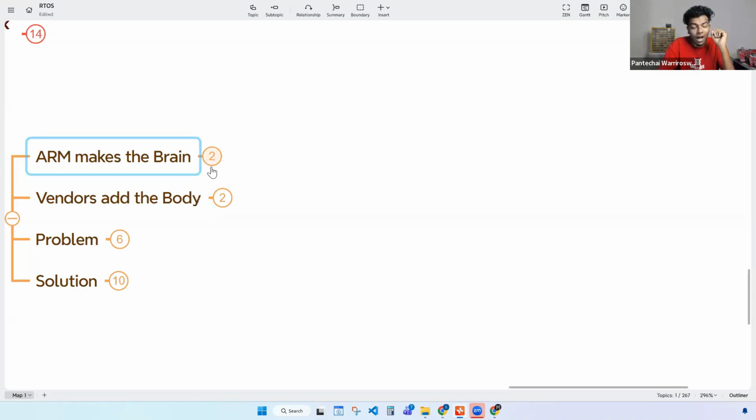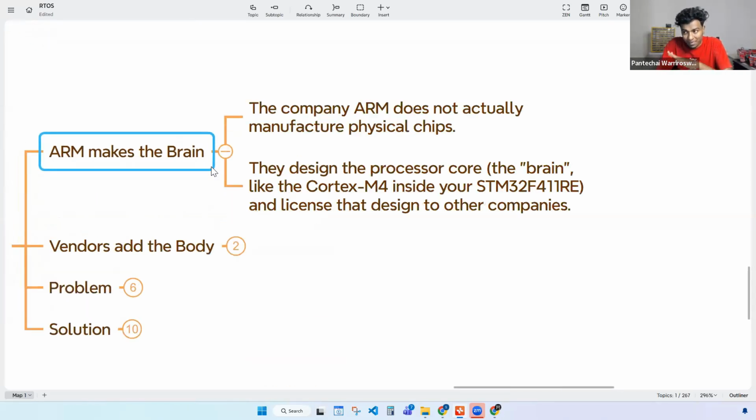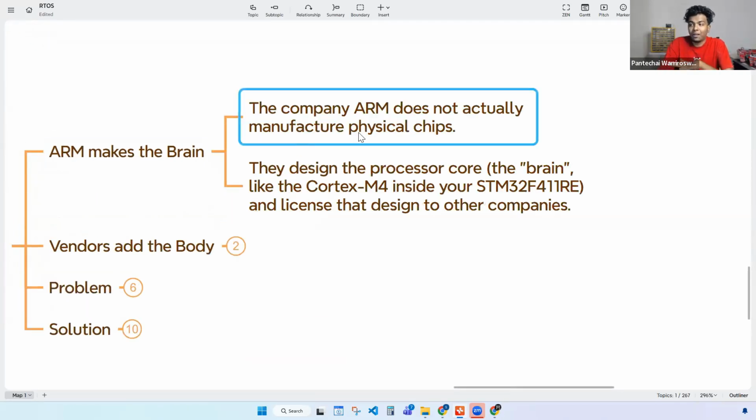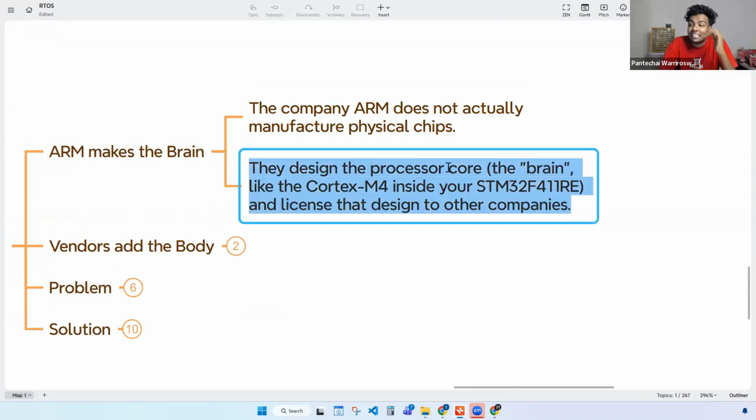That is point number one. ARM company won't manufacture the F411RE chip, and it won't manufacture LPC2148 and all. It might be shocking for some people, but it is true. ARM company doesn't manufacture a physical chip. Instead, they design the core processor. What do I mean by the core processor?